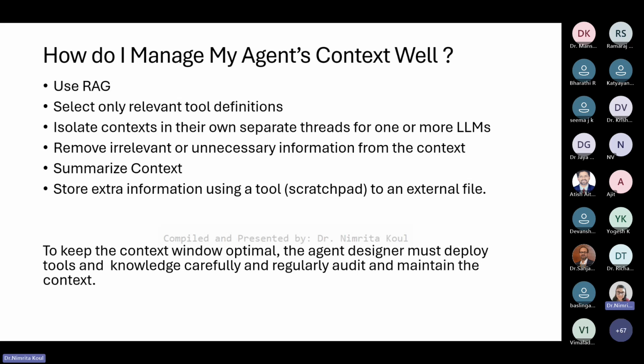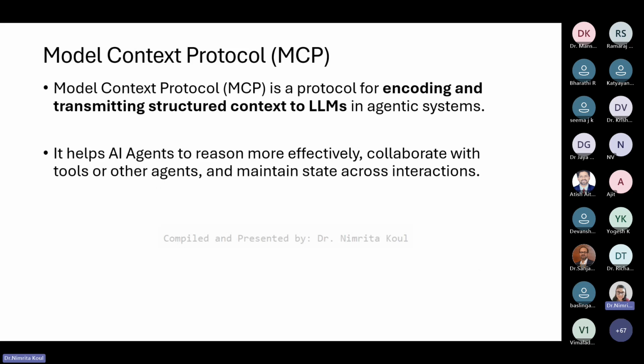And then if nothing else works, you can shift some content out of context window into an external file. This is done using a tool called Scratchpad. All of this is done in order to keep your context window optimal. And the aim of that is that you want your agent to perform optimally, take optimal actions and reach its goal well.